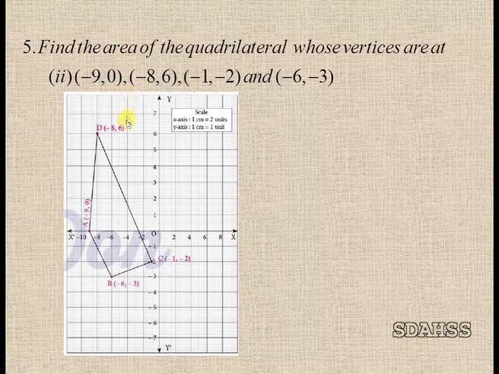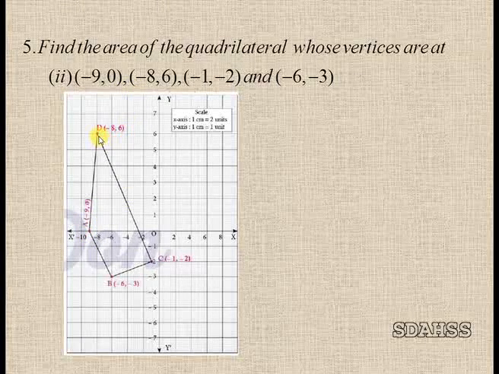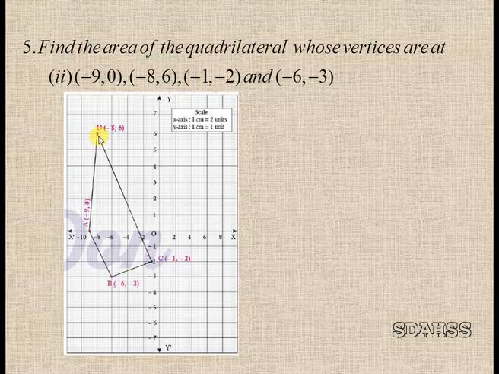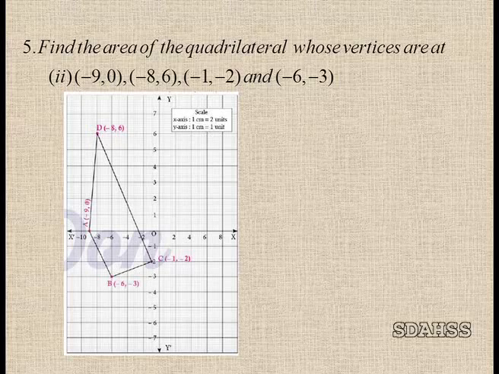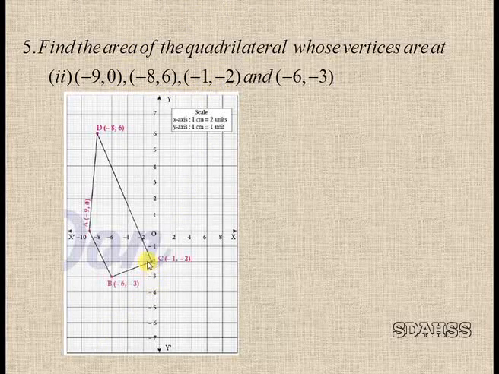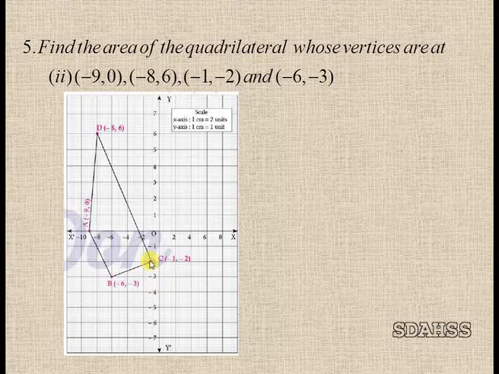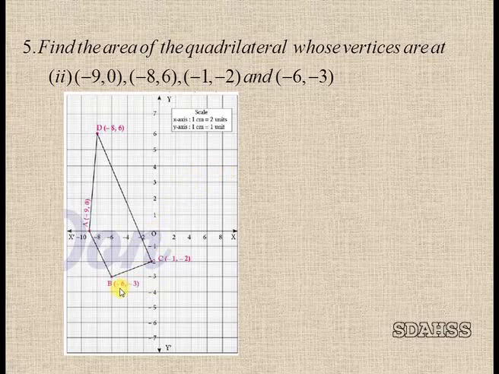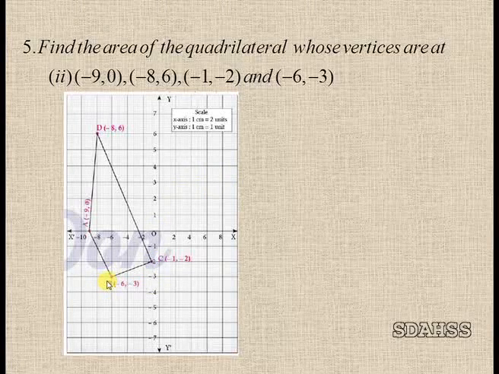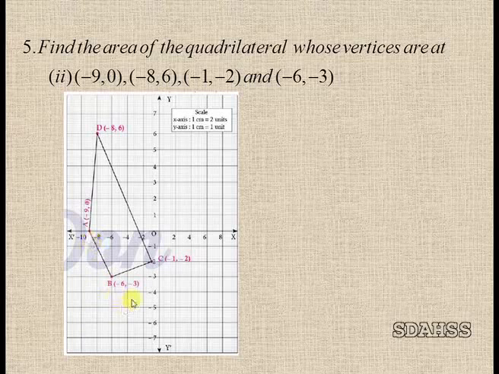(-8, 6) is in the second quadrant. (-1, -2) is in the third quadrant. Then (-6, -3) also lies in the third quadrant. Now join all the points.